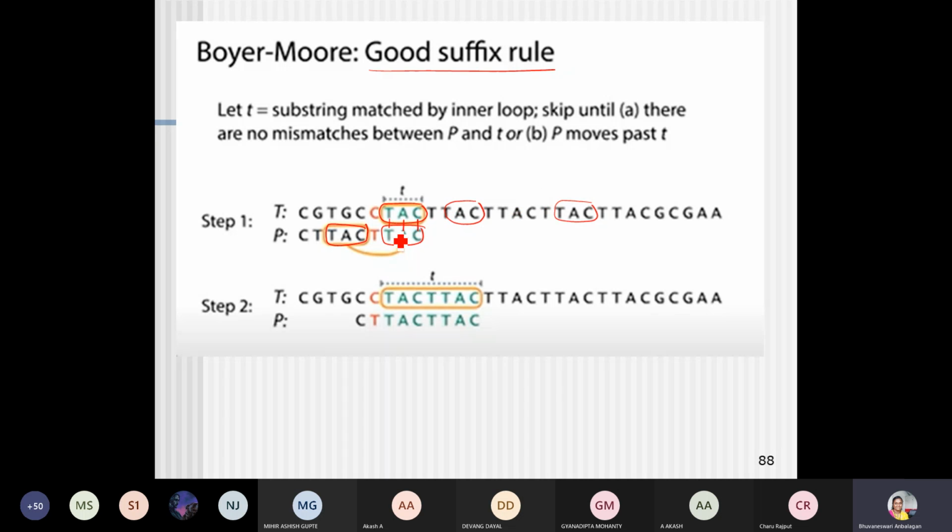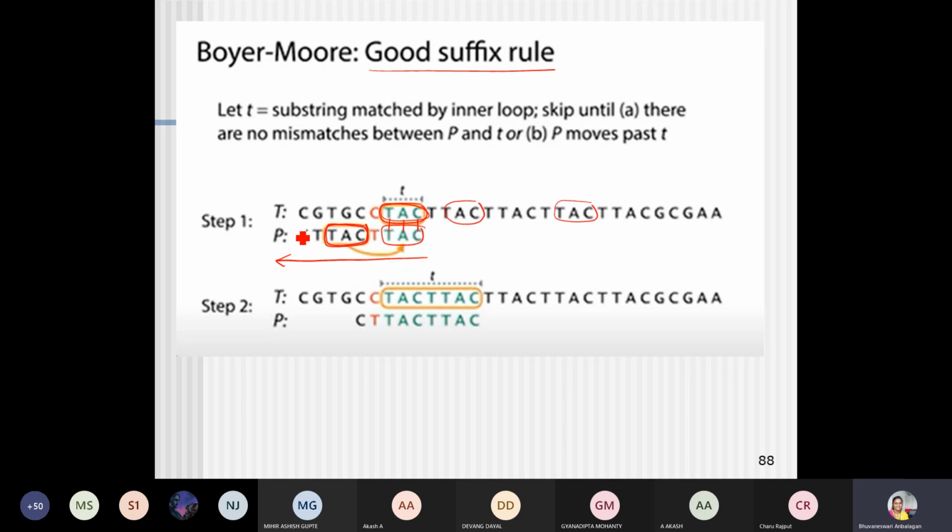C and C are getting matched, A and A are getting matched, T and T are getting matched. But C and T are getting unmatched. So what we will do over here is check whether this suffix, this substring pattern, is occurring in this direction. Whether TAC is occurring or not. See, I can identify TAC over here.